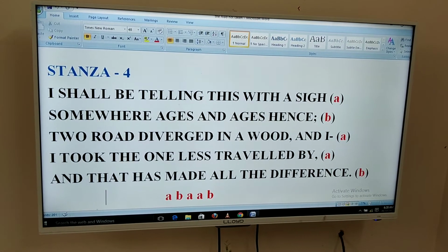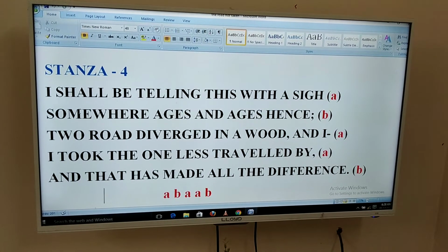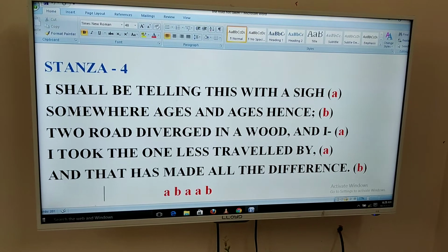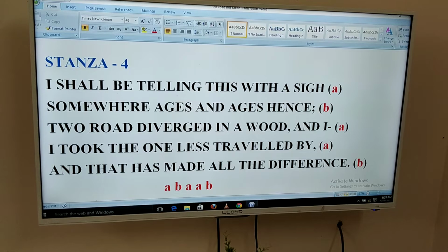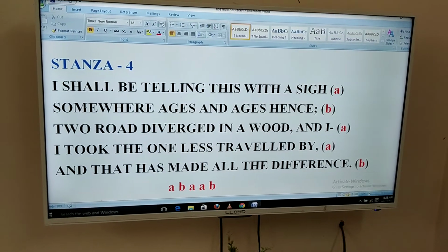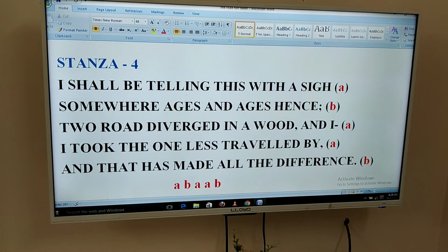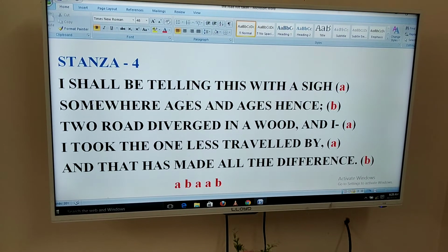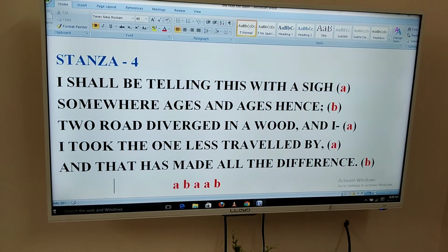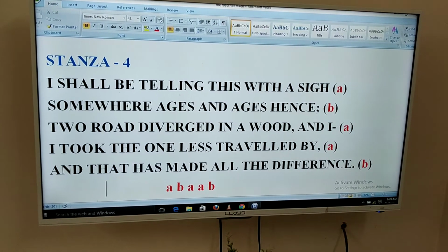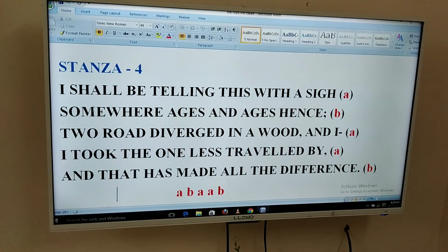So let us recap the rhyming scheme: stanza 1 is A, B, A, A, B, and stanzas 2, 3 and 4 are A, B, A, B. And for literary devices, we have symbolism. Symbolism means one thing symbolizes the other. We also have metaphor, where you compare two totally different things. Then we have anaphora. Anaphora is when the same word is repeated at the start of the line.